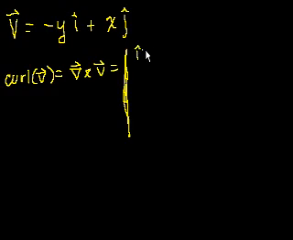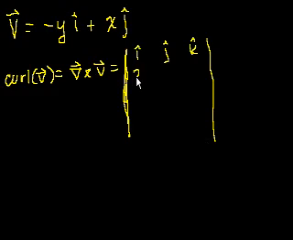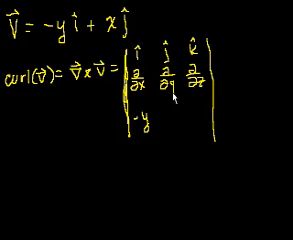So i, j, k, partial with respect to x, partial with respect to y, partial with respect to z. The x component is minus y. The y component is x, and we have no z component. This one should be a little bit cleaner to calculate than the last example.